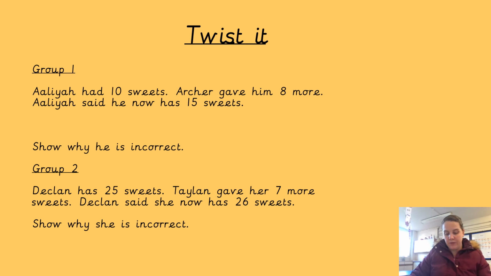Okay, so we would do this like in class, we would circle the number. So we would circle the number 10 and circle the number 8. Then we would put this into a number sentence. So 10 add 8 equals. So you would do it like that, and then you'd come up with the answer, and that's how you show how she is incorrect.